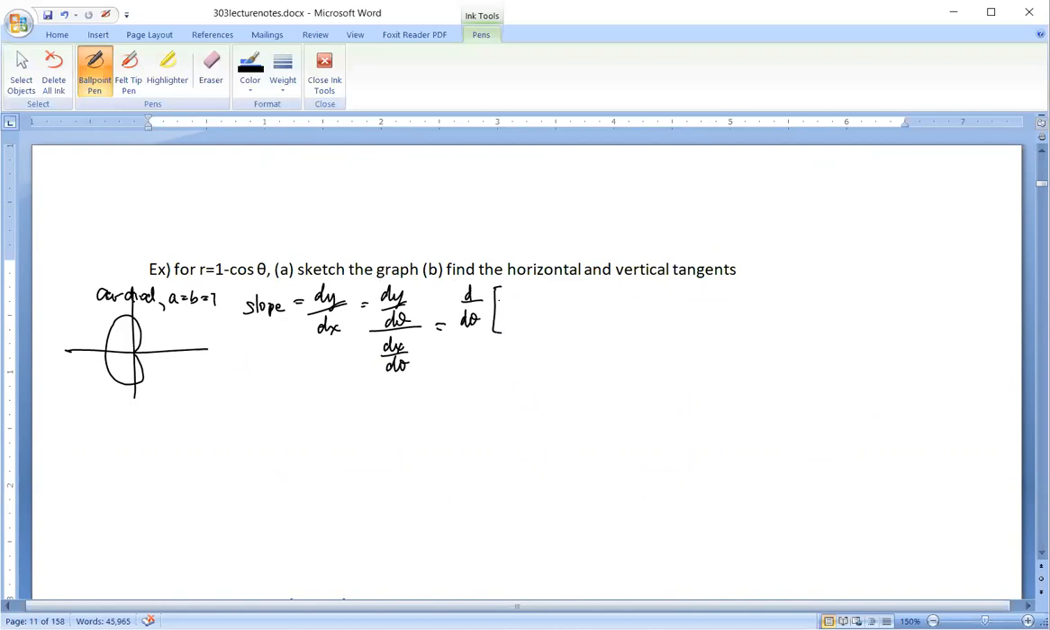Notice that y is r sine theta, but we know what r is. R is 1 minus cos theta. So y is r sine theta. And then x is r cos theta, but again, we know what r is in terms of theta. And so this is the calculation. You just have to do this calculation.